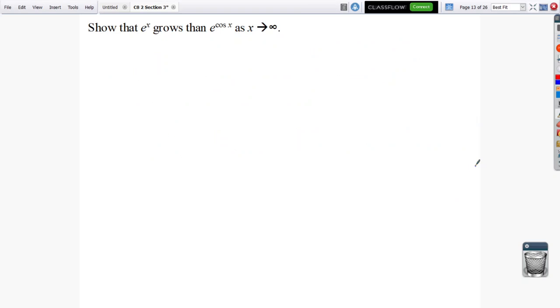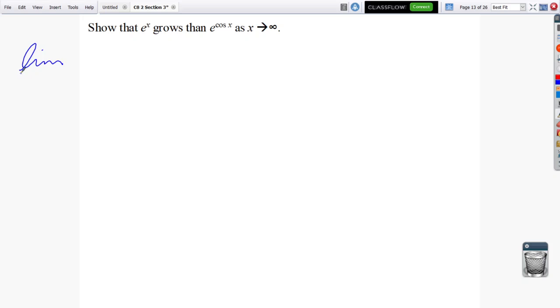Yeah, we just did that. Show that e to the x grows slower than e to the cosine of x as x approaches infinity. Okay, so we're going to look at that. Oh wait, it doesn't even say whether it's slower or faster. So I guess we're going to have to figure out whether it grows slower or faster.